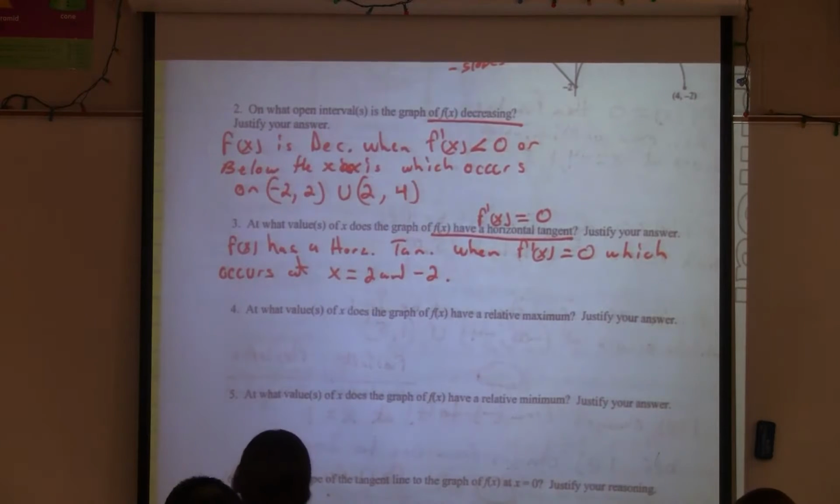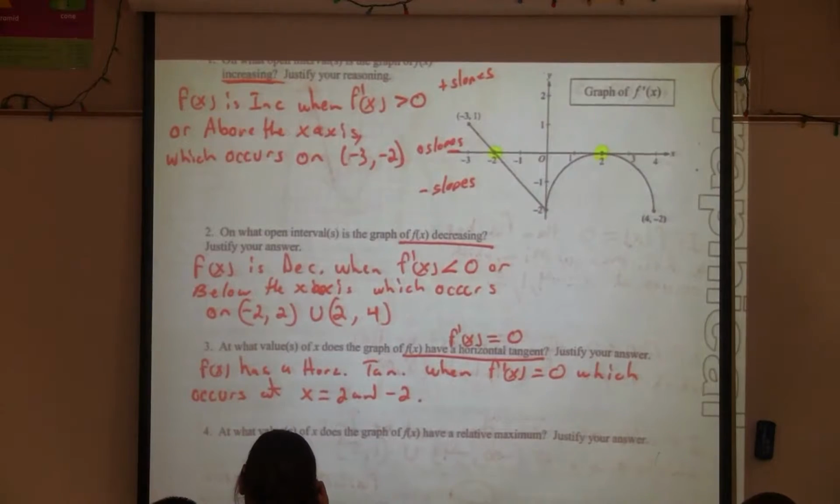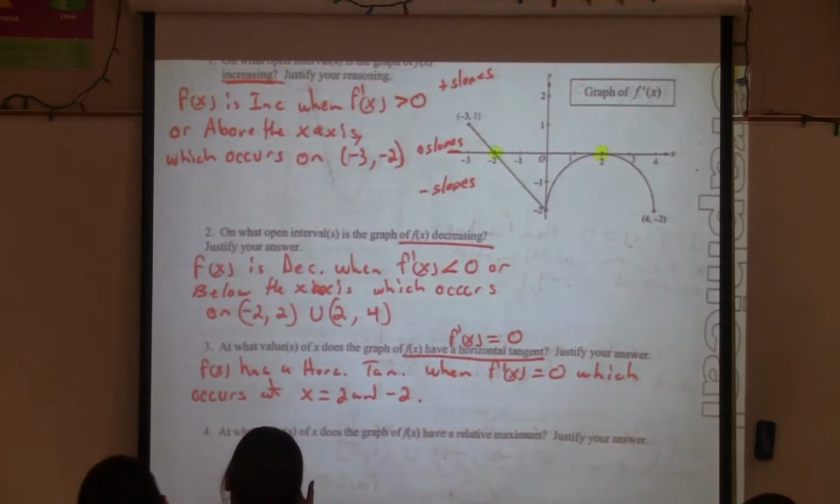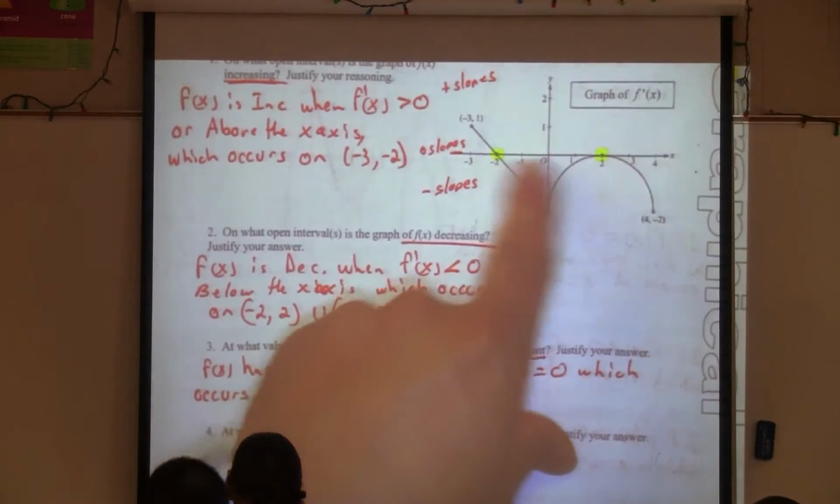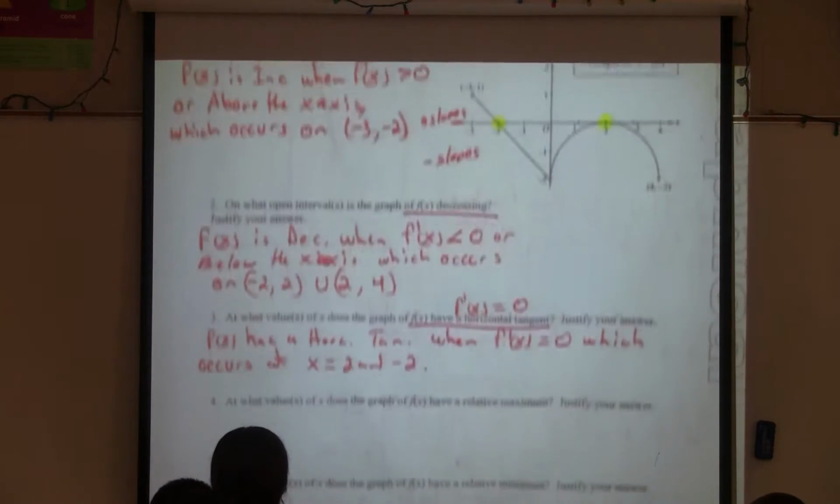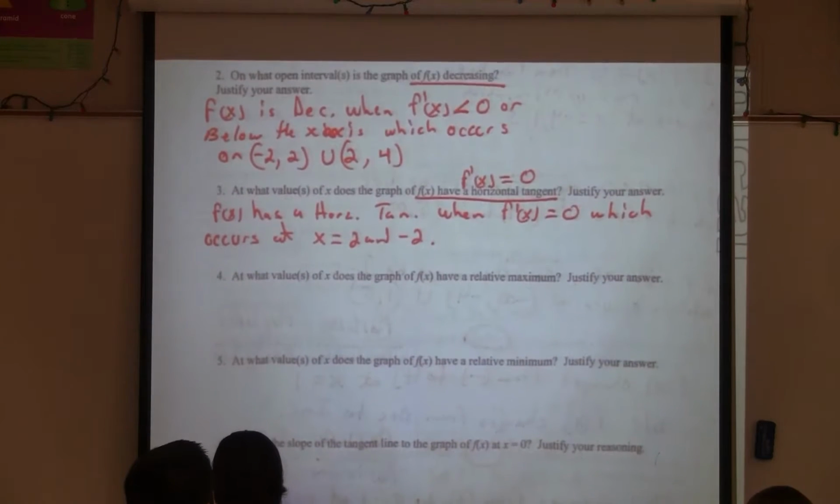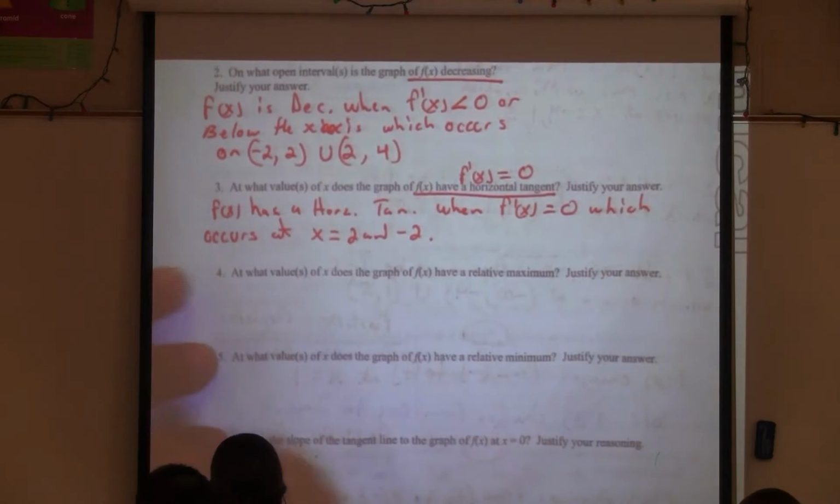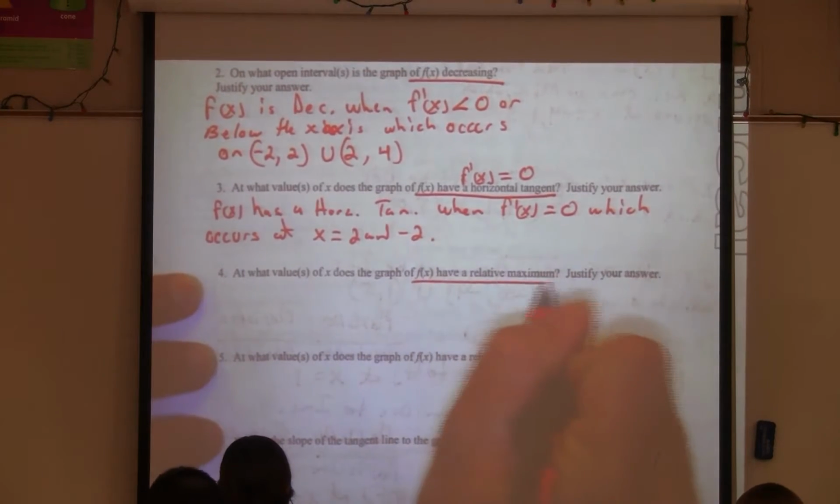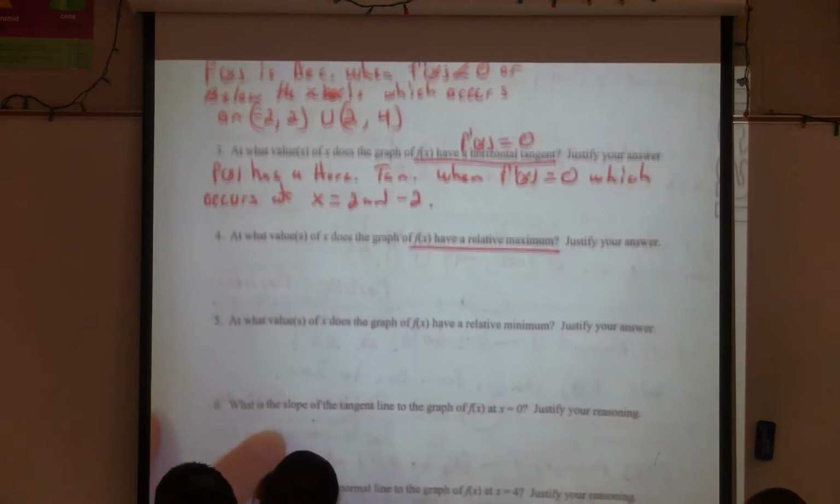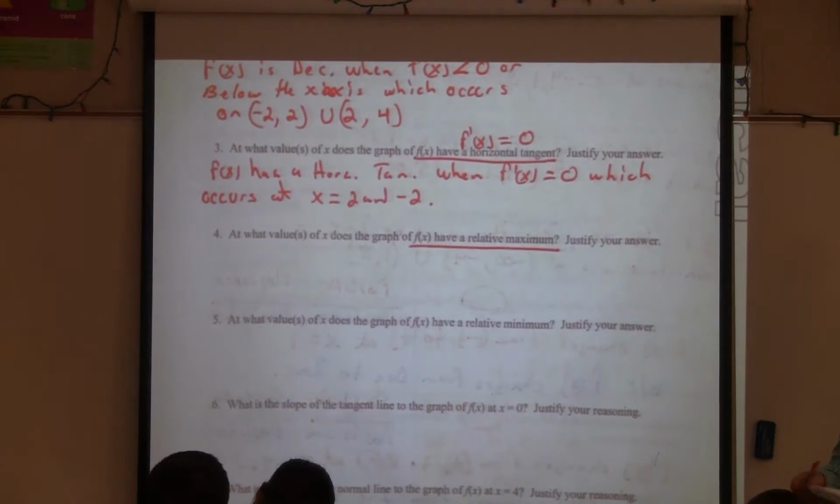So looking at our graph, when was the derivative equal to 0? 2 and negative 2. Okay? They didn't ask if it had a max or a min, they just asked when the derivative was equal to 0. Okay. Number 4. Now they're getting specific. When does the original function have a relative maximum? How would I determine that using what I have?